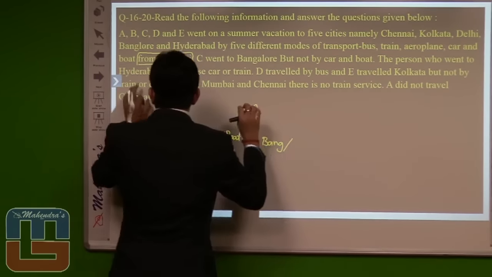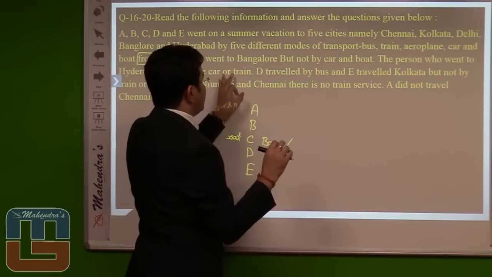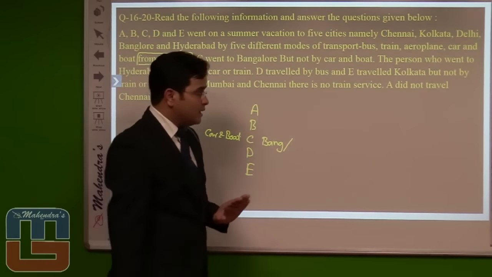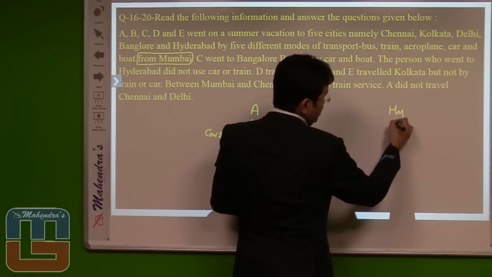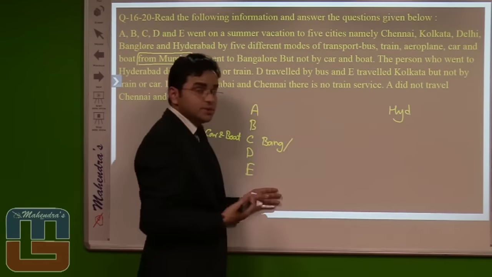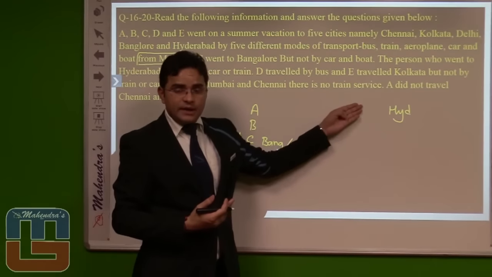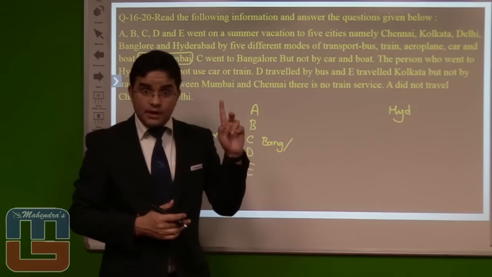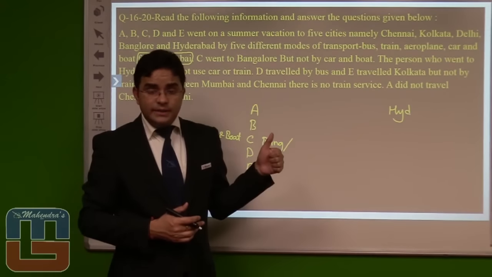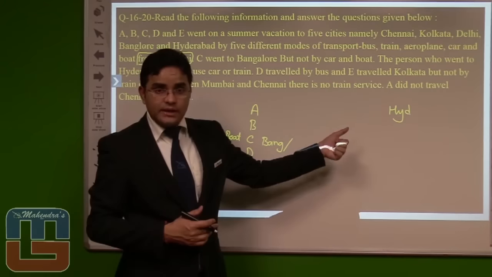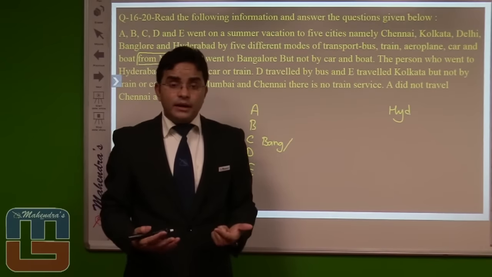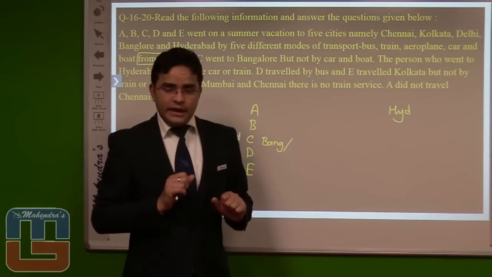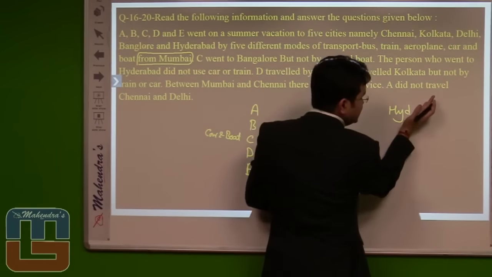The person who went to Hyderabad did not use car or train. So this is negative information given. The one who is going to Hyderabad, because we don't know who's going to Hyderabad, we have to write separately. So the one who's going here. But remember here one more thing. Sometimes you can get a positive type statement regarding this one, like the one who's going to Hyderabad is going by bus. So this is known as a mandatory pair. In that case, you can use Hyderabad and bus.